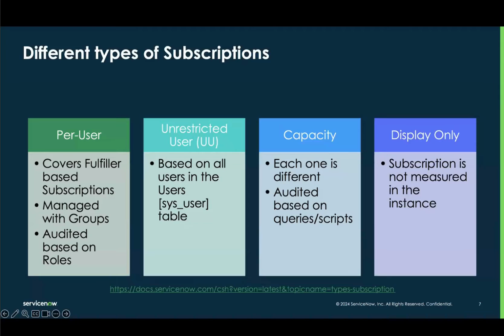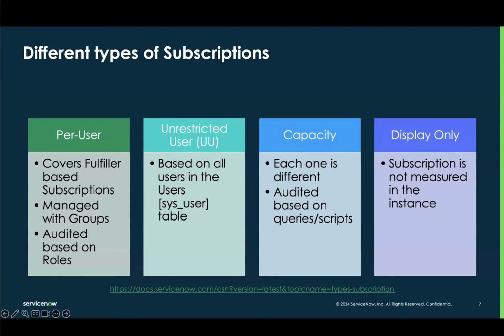If I have the right to update an incident, if I have the right to edit or approve a case, those are per user things. They're managed by groups, and then they're audited by roles. We look at which roles you have, and if you have the role that allows you to update an incident, update all incidents, then you need a fulfiller role for that.